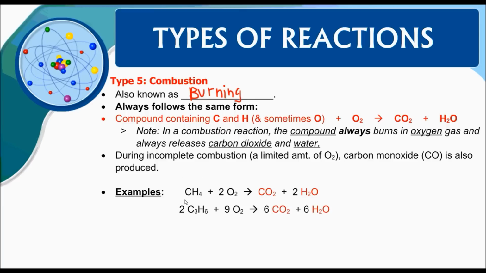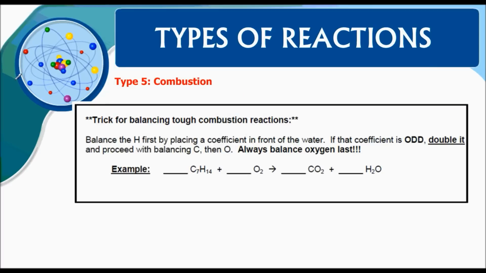So in our examples, I've got methane plus oxygen gas produces carbon dioxide and water. And another hydrocarbon right here plus oxygen yielding carbon dioxide and water. So notice carbon dioxide and water are always our products. You have the presence of oxygen and some form of hydrocarbon right here. With combustion reactions, they can be very tricky to balance. So I do have a little trick for you here.